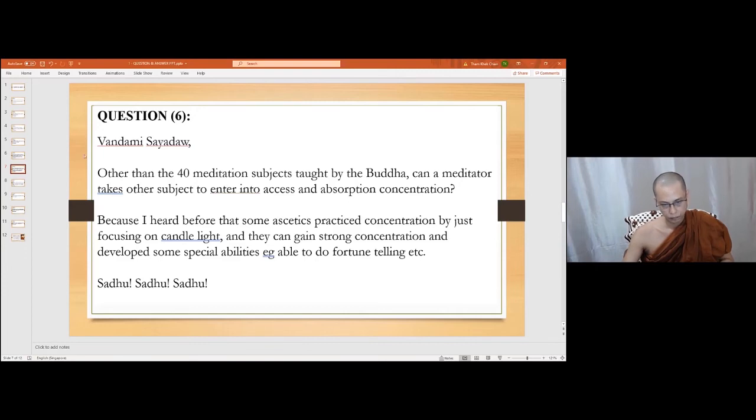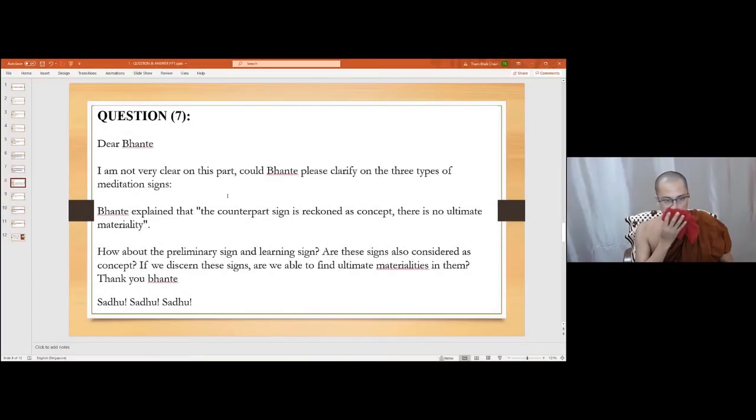Thank you, Bhante. Okay. Next question is, I'm not very clear on this part. Could Bhante please clarify on the 3 types of meditation sign? Bhante explained that the counterpart sign is reckoned as concept. There's no ultimate materiality. How about the preliminary sign and learning sign? These signs are also considered as concept. If we discern this sign, are we able to find ultimate materialities in them?